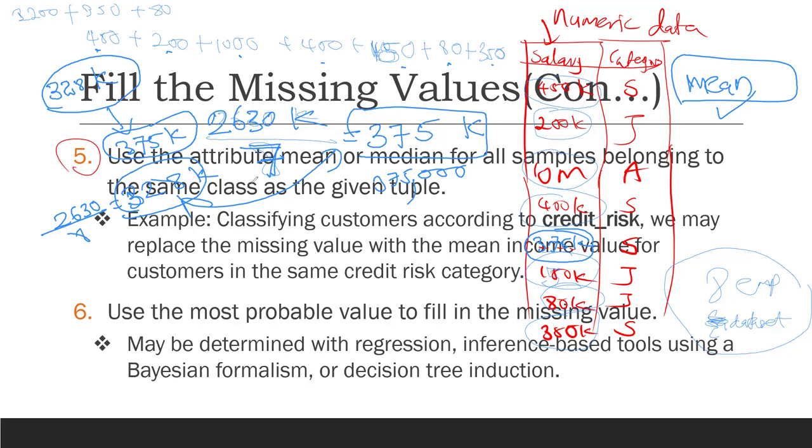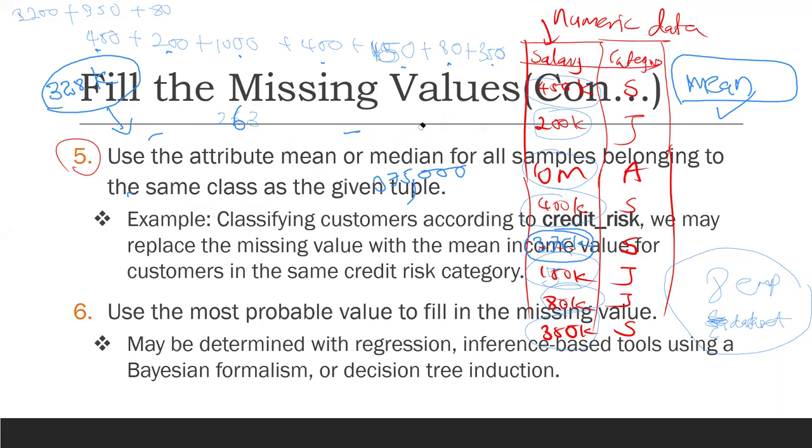So this is the normal procedure to fill the missing values. Here we are discussing some different techniques. What is the different technique here? Use the attribute mean. This is the normal way: if you have a numeric value, you can fill the missing values by using the mean value.